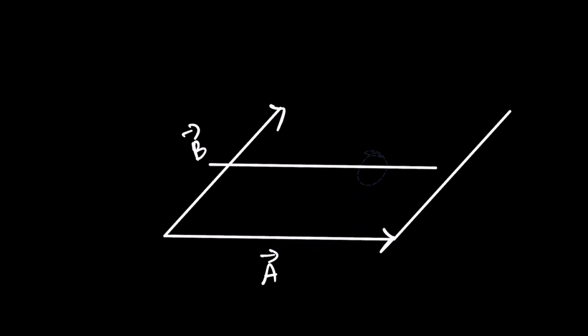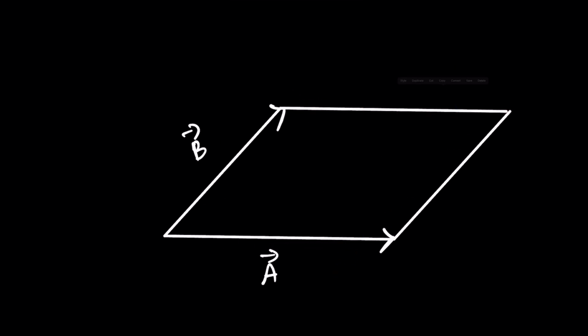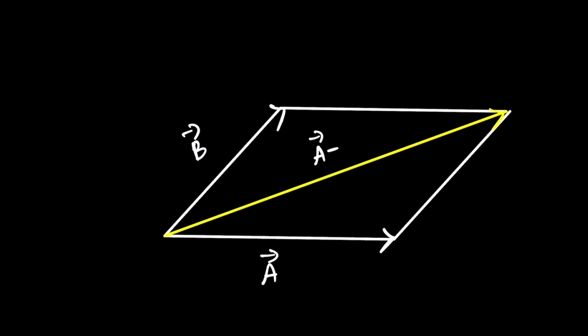Let's construct the diagonal from here. This represents a vector plus b vector. Let's name this as r vector.